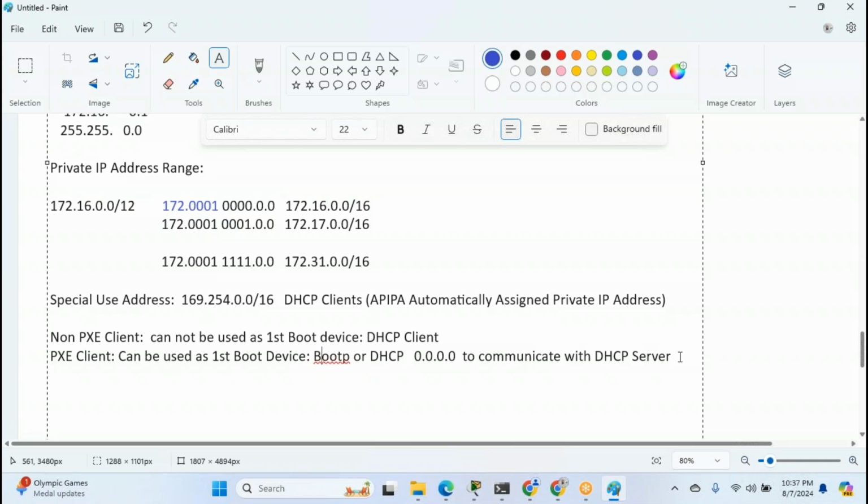But if it fails to discover a DHCP server, then it gets an APIPA, automatically assigned private IP address. So initially it uses 0.0.0.0 to communicate with the DHCP server. If it fails to discover a DHCP server, then it will get an APIPA address and it will show you limited connectivity, a yellow sign on your network interface card.